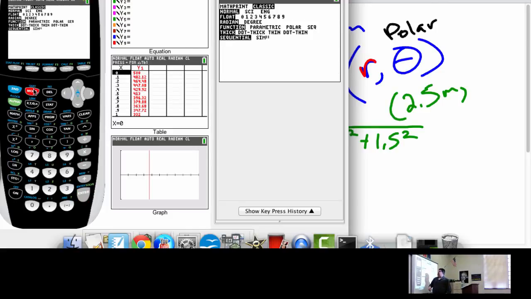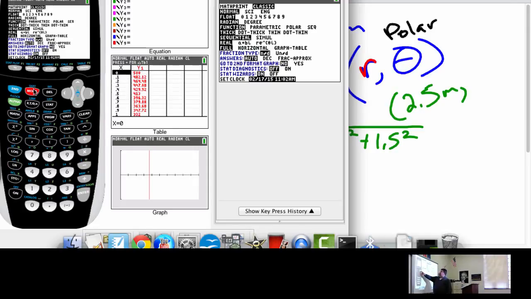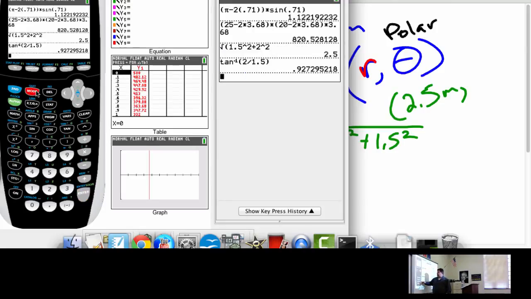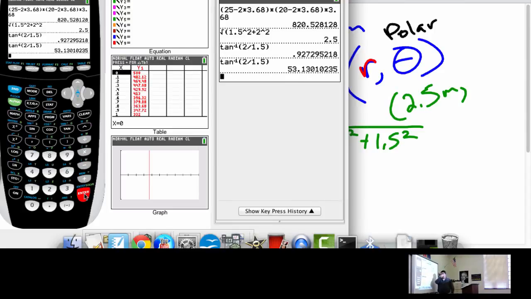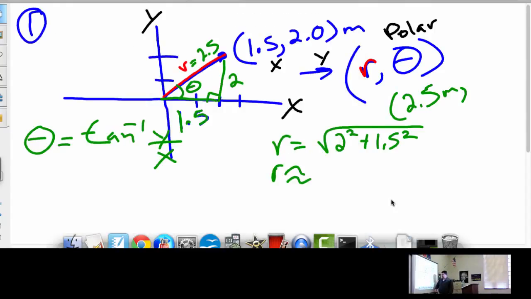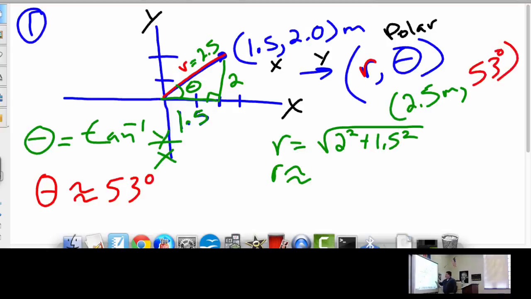So I'm going to hit the mode button. And I'm going to come down here to where it says degree, highlight degree. And now I'm going to quit and hit second entry. And now it'll give me my answer in degrees. So it's about 53 degrees. Okay? So theta is about 53 degrees. So that would be 53 degrees. This is our answer. Okay?